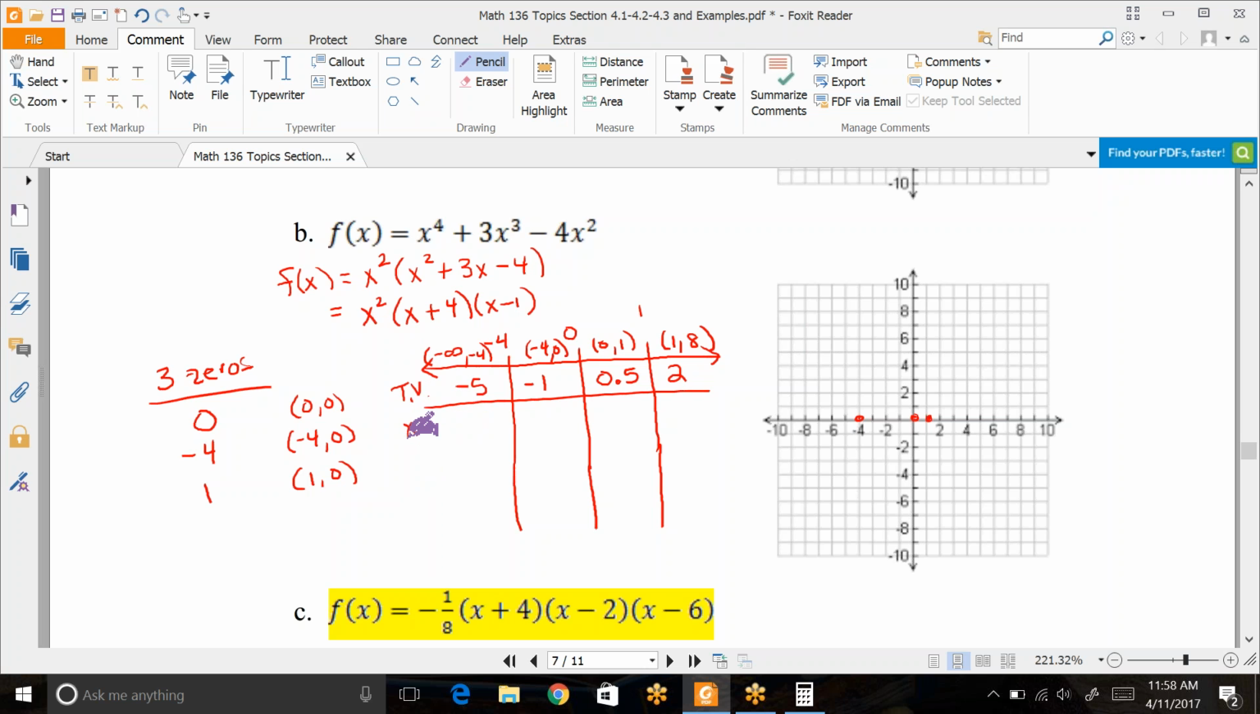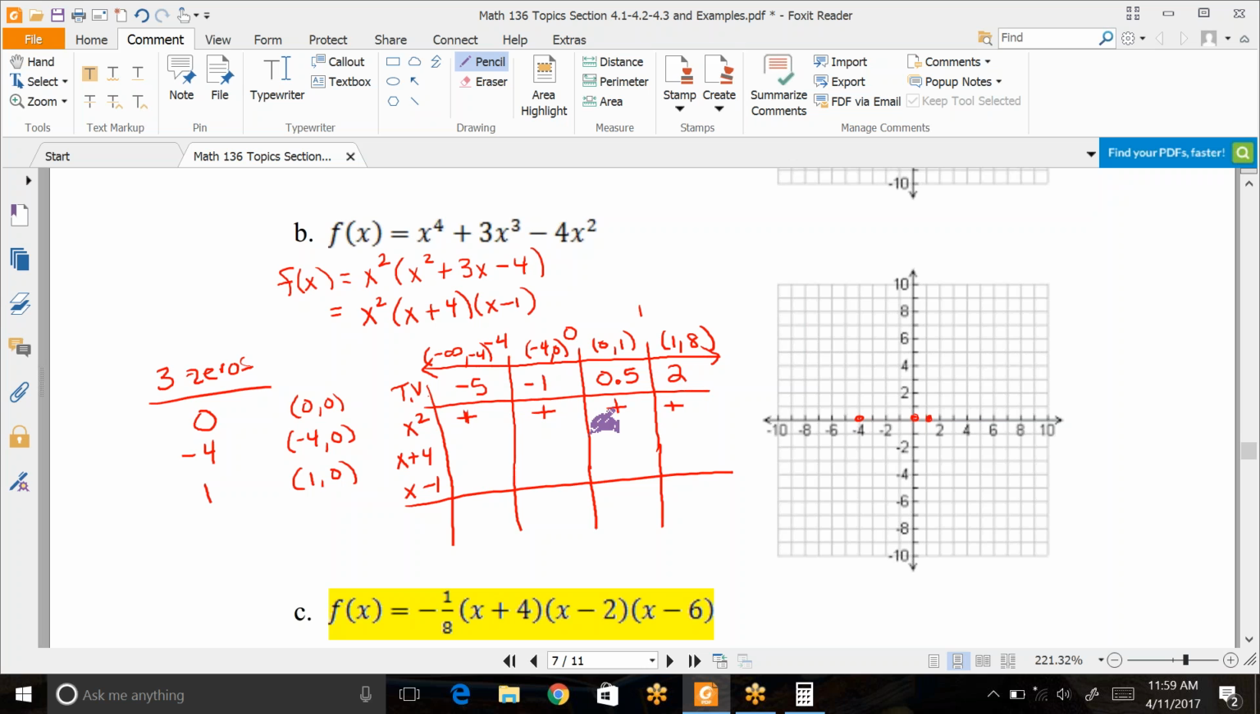So this would be x squared, x plus 4, and then x minus 1. And then we're going to find the signs of all of these. Now, if you square an x, you're going to get a positive every time, no matter what you plugged in. So negative 5 squared is positive, negative 1 squared is positive, and so is 0.5 squared. Because we're just plugging in the number and then squaring it, all of those come out positive.